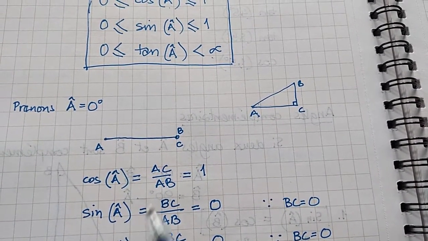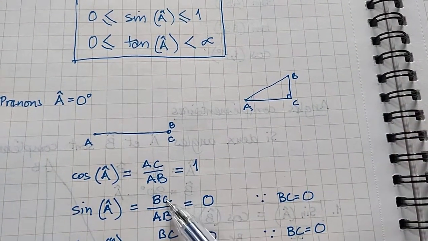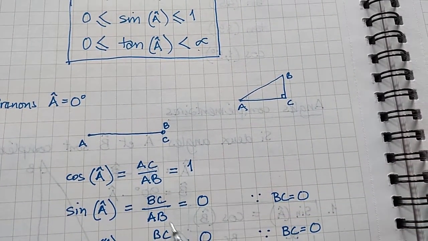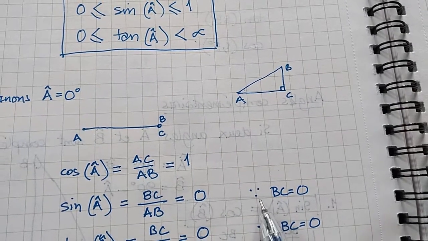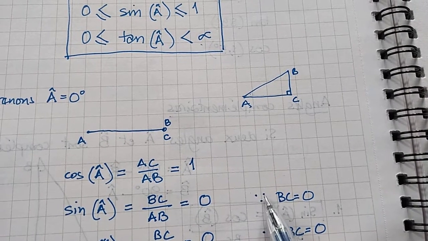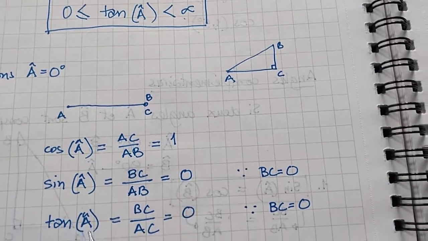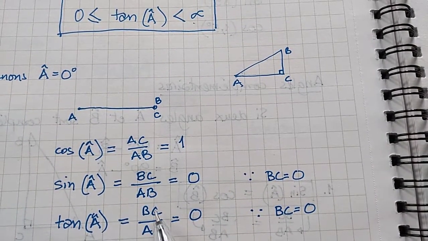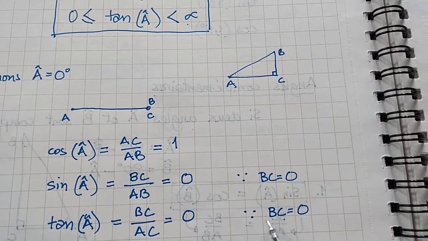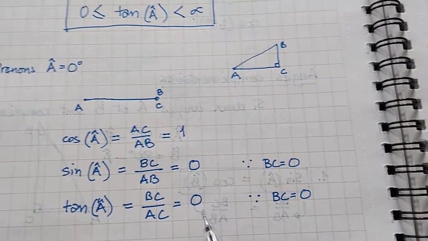Sinus of A is BC sur AB. Mais BC est 0. Donc, sinus of A is 0. BC est égal à 0, donc sinus of A is 0. Tan of A is BC over AC. Again BC is 0. Since BC is 0, BC over AC is also 0.